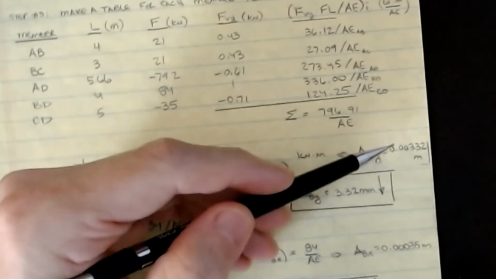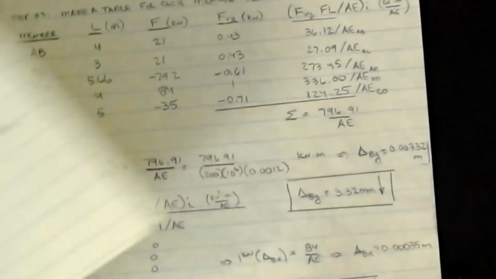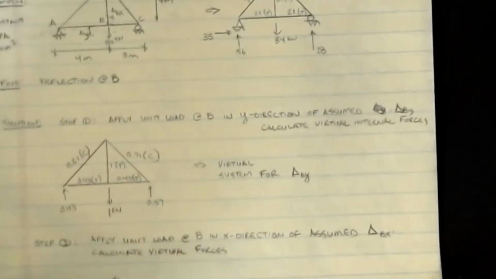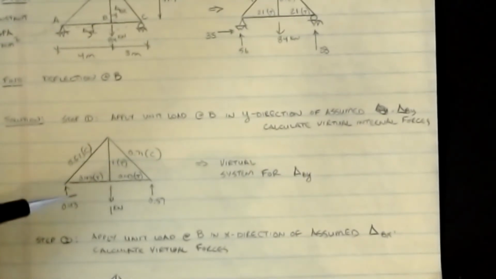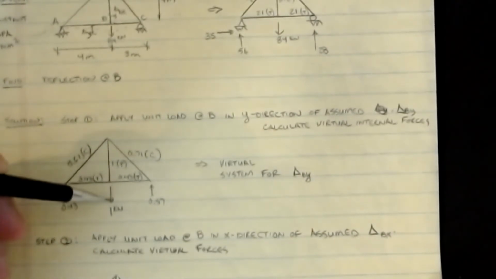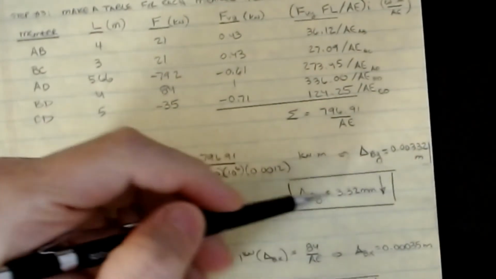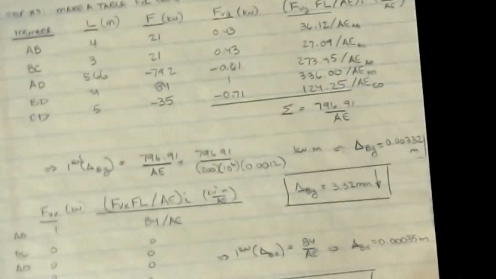Now, this value was positive. What the positive indicates, if you go back and look at what you assumed on the virtual system, is that it's in the direction that you put the load. If I had gotten a negative number here, it would mean it was going in the opposite direction. Because I assumed downward positive, this deflection is indeed acting downward, 3.32, because that number was positive. That's the hardest part of this whole thing, getting the signs associated with it.